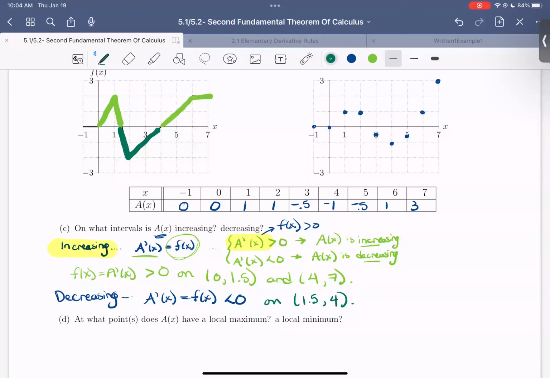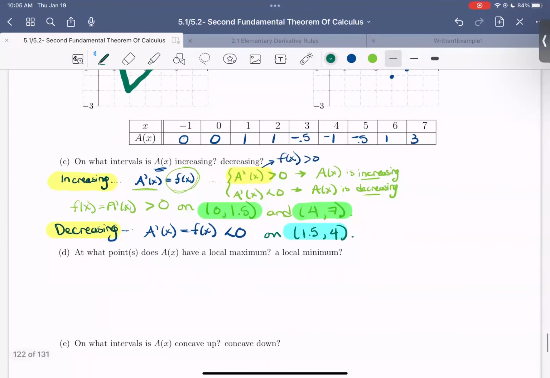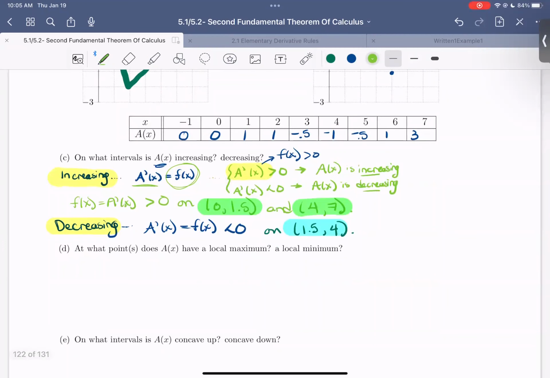So now let's take a look at part D. Just recall, in part C, just to really bring this home, we found where the function a is increasing and where the function a is decreasing. Okay. So part D asks, at what points does a of x have a local max or a local min? Recall, what does that look like? Well, if a of x has a local max, we look like this. If a of x has a local min, we look like this. So what happens to the derivatives there? Well, if we look at the slopes of tangent lines, the derivatives go from positive to negative.